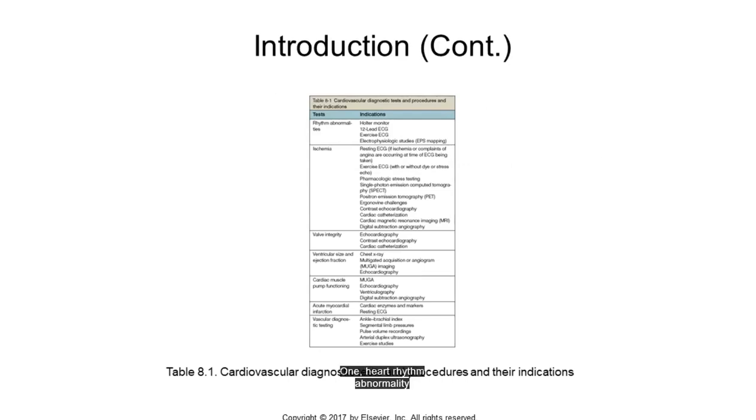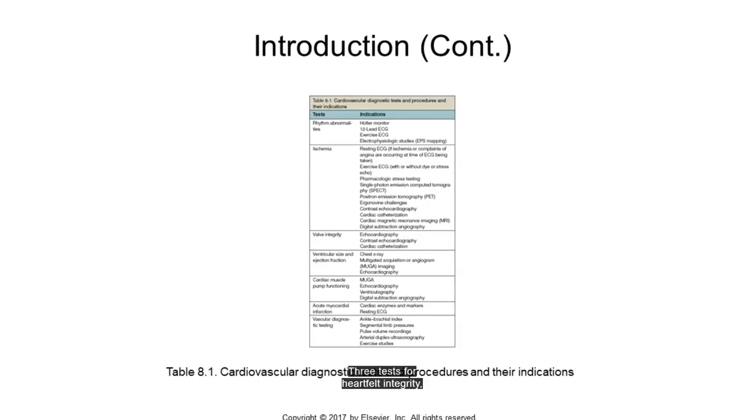1. Heart rhythm abnormality tests such as Holter monitoring, ECGs, and electrophysiologic studies, EPS mapping. 2. Tests for ischemia, including resting and exercise ECGs, pharmacological stress testing, single photon emission computed tomography, SPECT, positron emission tomography, PET, ergonovin challenges, echocardiography, cardiac catheterization, MRI of the heart, and digital subtraction angiography.